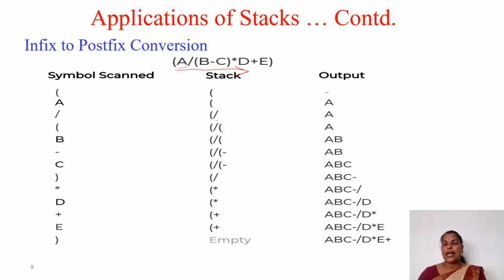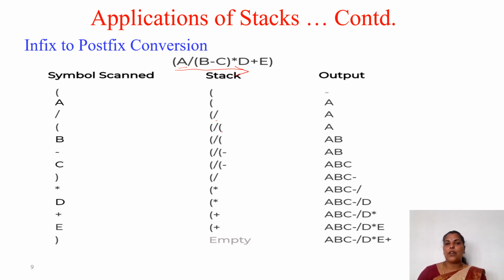Then B, it is an operand, so you have to print it. Minus, it is an operator, so you have to push it into the stack. C, operand, so print it. Then close. Once we encounter a close, what do we have to do? We have to pop up to the first left parenthesis. So here we print the minus and pop it out. Next is star. Slash is there and star is also there, so both have the same precedence. So we just pop off slash and keep this star alone here.